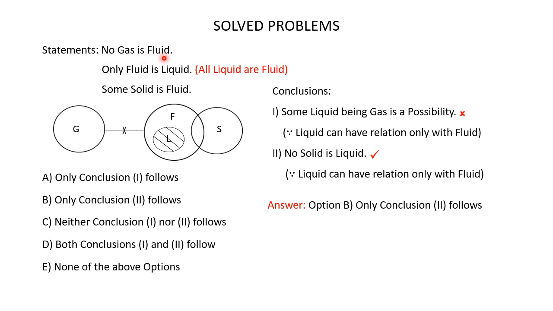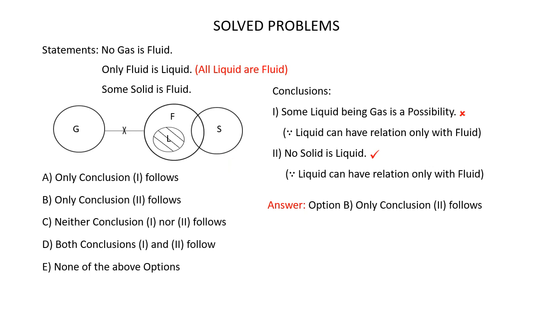No gas is fluid. So in the Venn diagram, draw a circle for gas and a circle for fluid. Draw a line with a cross mark from gas to fluid to indicate that no gas is fluid. Only fluid is liquid. Now you know that only fluid is liquid is nothing but all liquid are fluid. So in the Venn diagram, all liquid should be inside fluid. Shade the circle for liquid to show that liquid can have a relation with only fluid. Some solid is fluid. So there has to be a partial overlap between solid and fluid in the Venn diagram. Now this is the basic Venn diagram for the given statements.